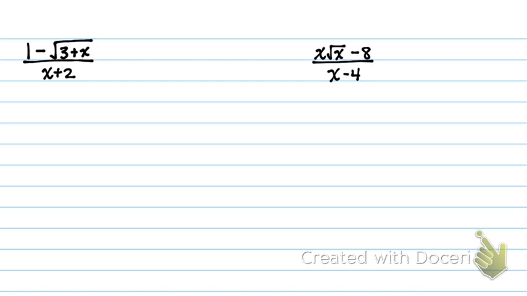Rationalizing the numerator, yes. Let me get a couple examples written down off of here. All right, so I'm going to grab, I think, 2 of these, and we'll go through them. So 1 minus the square root of 3 plus x over x plus 2. And then I'm also going to grab the very last one, part C, over x minus 4. Okay, so our task is to rationalize the numerator.